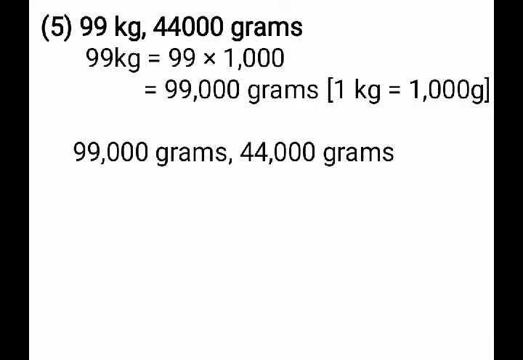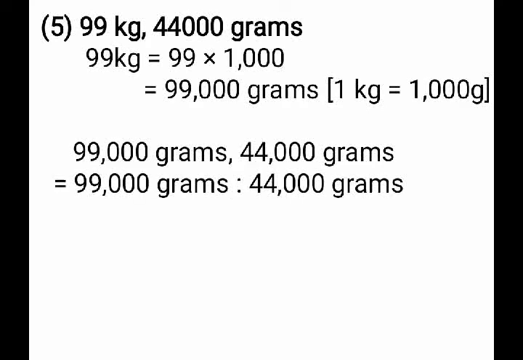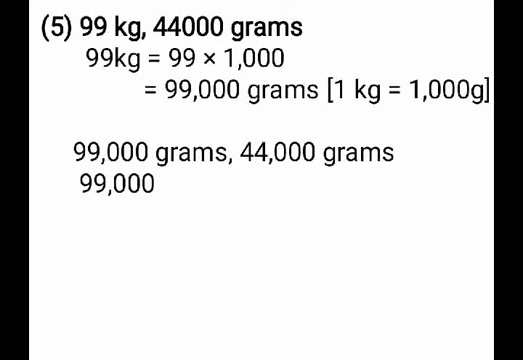The ratio form of first quantity to the second quantity is 99,000 grams is to 44,000 grams. The fraction form of first quantity to the second quantity is 99,000 upon 44,000. Cancel all three zeros on numerator and denominator. So what will remain? 99 upon 44. Number 99 and number 44 is going same table 11.